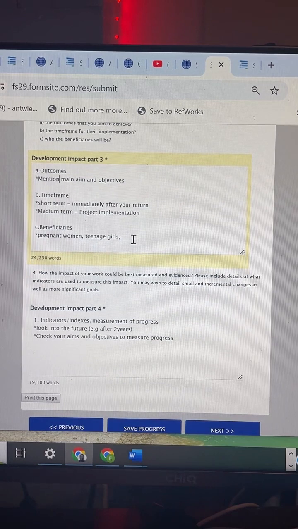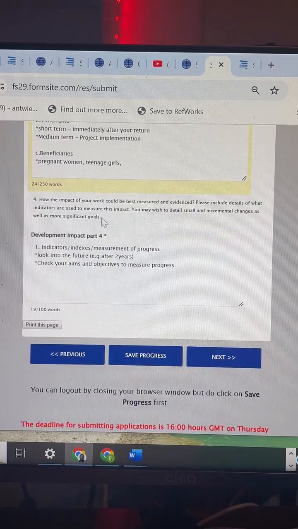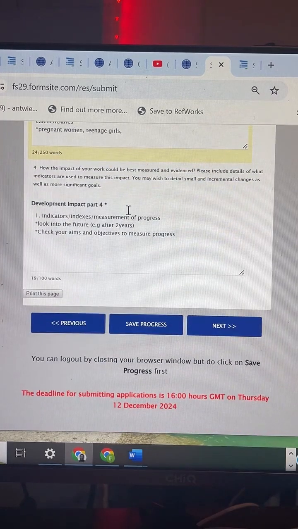So the beneficiaries, you stated who the beneficiaries are going to be. Teenage pregnancies, so you are looking at teenagers. If it's oil spillage, it's going to be the community that you're going to save from maybe having some conditions as a result of oil spillage contaminating water bodies, which the community are still benefiting from. So that covers development impact 3.